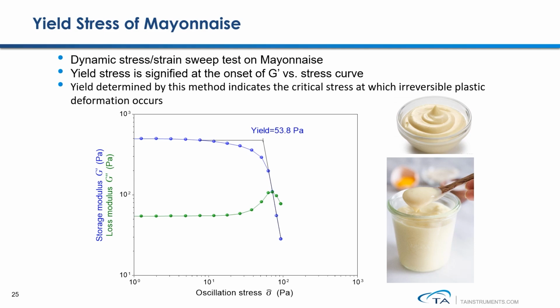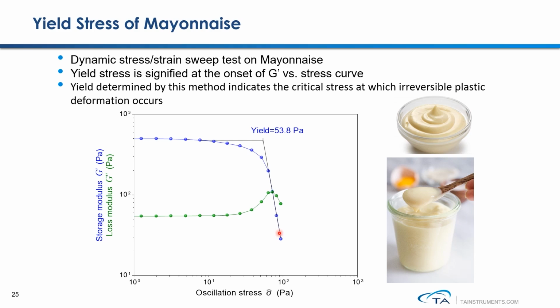This is a dynamic strain sweep or stress sweep test under a constant frequency. From this measurement, yield stress is identified by taking the onset point of a storage modulus versus oscillation stress curve. This method is good for measuring the yield stress of some high viscosity samples, those samples that may slip in a flow type of measurement.